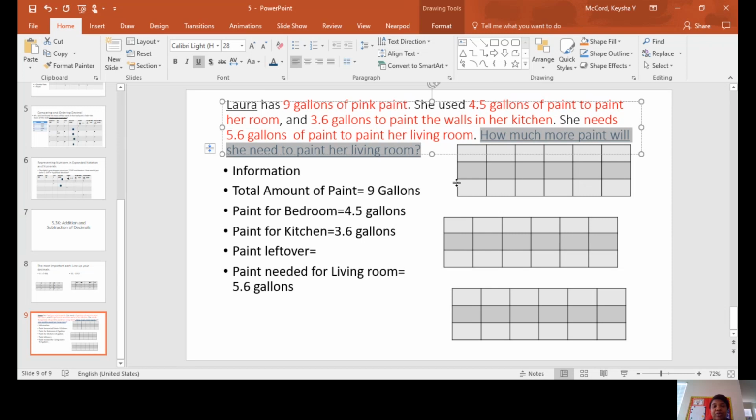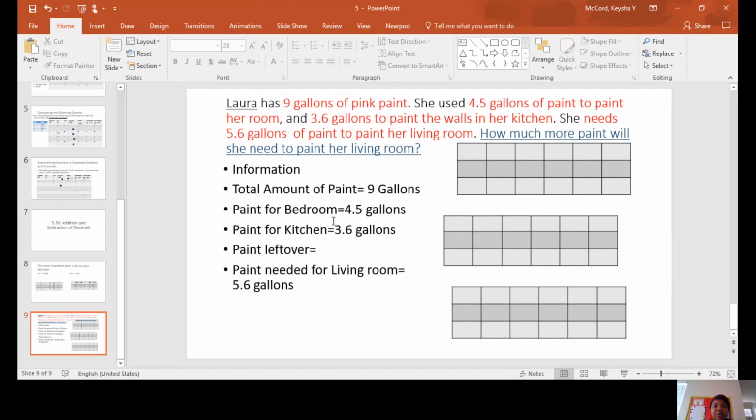So let's start with our problem. Well, I know how much paint she started with, and I know how much paint she used for her 2 projects. So let's figure out how much paint she used in total for her bedroom and her kitchen. So we're going to be adding.